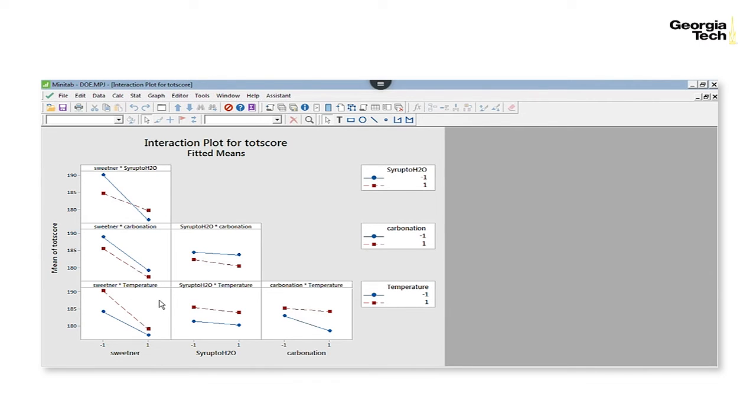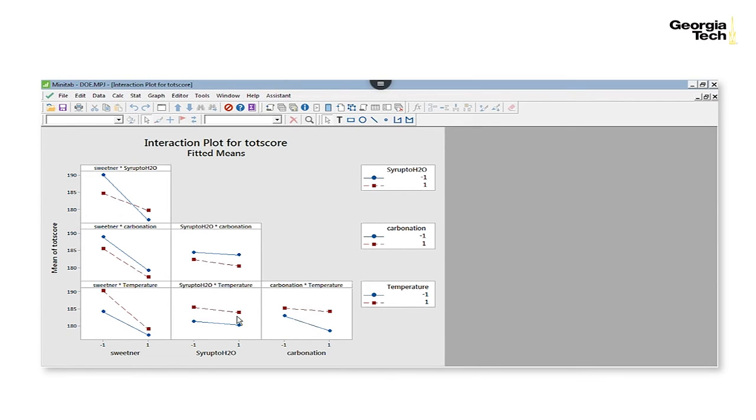The way that we interpret this chart is as follows. Let's say we are focusing on this chart, which is the interaction between syrup to H2O and temperature. The left side is when syrup is at low level, and the right side is for the case that syrup is at high level, and different colors. This is the legend for this row of plots. When it's red, it's high level of temperature. When it's blue, it's low level of temperature. So if I want to see what combination this point is, it would be low temperature, low syrup to H2O.